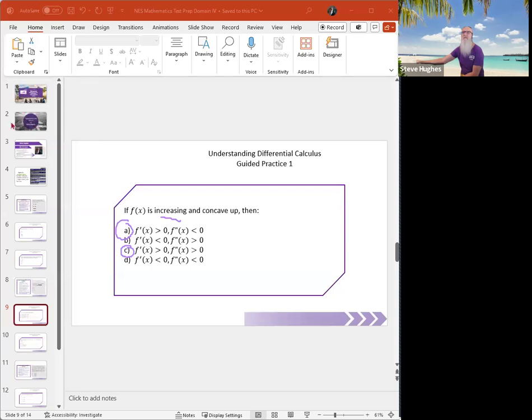Therefore, my answer is what? You guys tell me. You're right. It must be C. So keep those things in mind. Keep in mind the first derivative, positive and negative, what it means. The second derivative, positive and negative, what it means. All right. Very good, everybody.